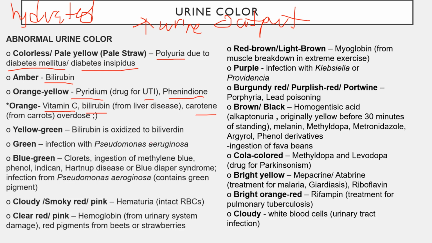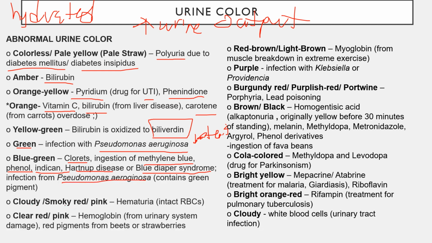Then yellow-green urine is caused by the presence of biliverdin. So biliverdin is caused by the oxidation of bilirubin. So when it's yellow-green, class, presence of biliverdin. Green urine, class, is caused by an infection with Pseudomonas aeruginosa. So this is a bacteria, class, that can cause a green urine. Then blue-green urine could be caused by the ingestion of chlorets, methylene blue, phenol, indican, the presence of Hartnup disease or blue diaper syndrome, infection from Pseudomonas aeruginosa.